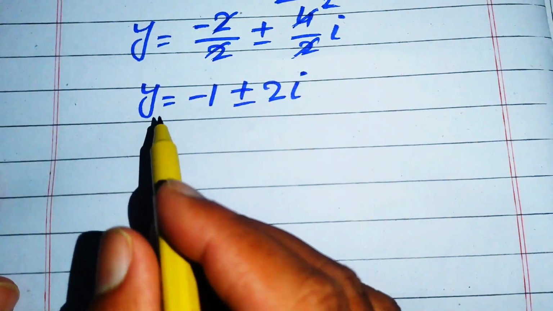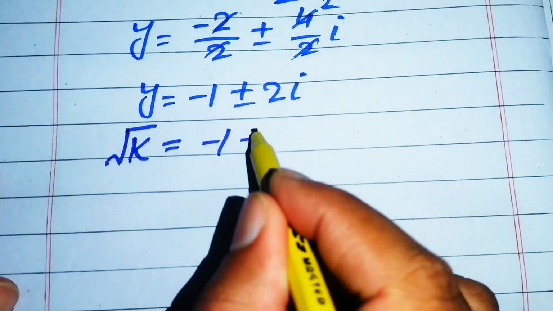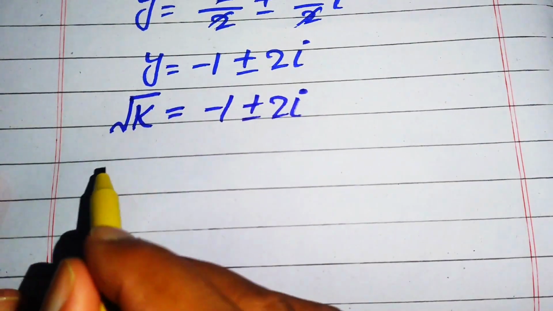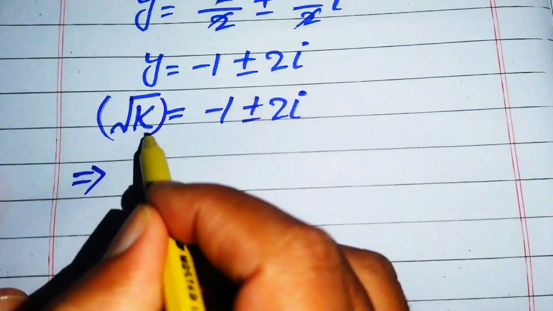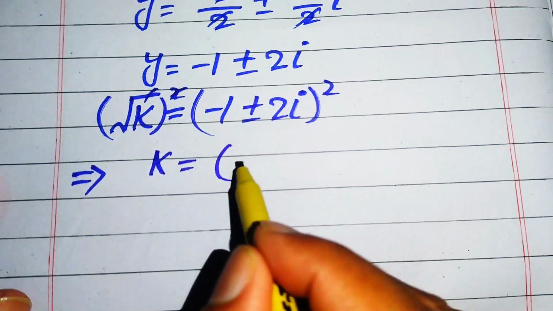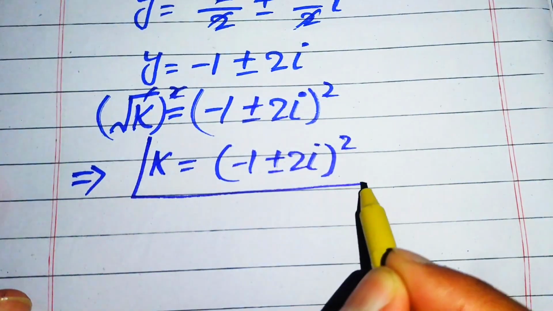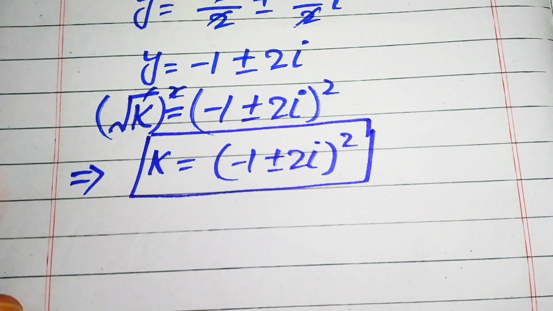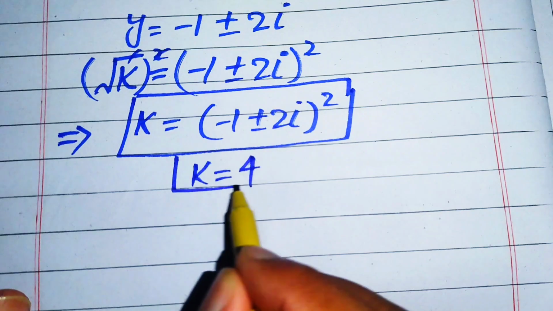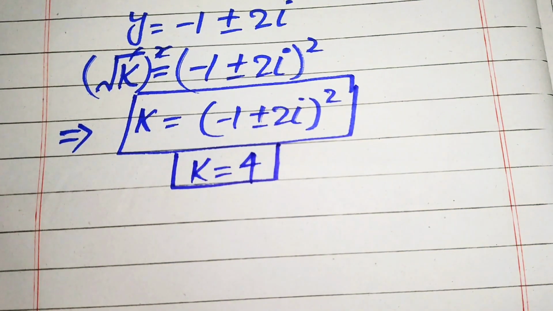So when you substitute the value of y as square root of k, it is written as square root of k equals minus 1 plus minus 2 iota. Because we solve this problem for the values of k, we take squaring on both of the sides in this way. So when you take squaring, it is written as k equals minus 1 plus minus 2 iota, and its whole square. So this is our final answer of this question. So these are the two complex roots, and we have k equals 4 as the one real root of the given equation. And this is the final answer.